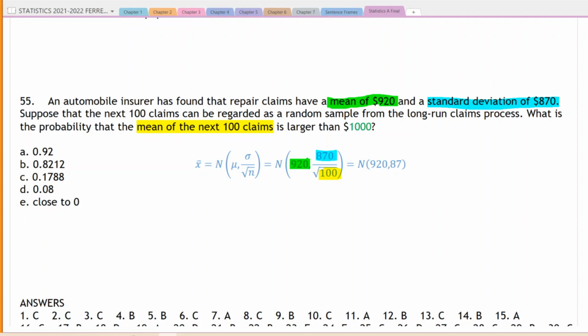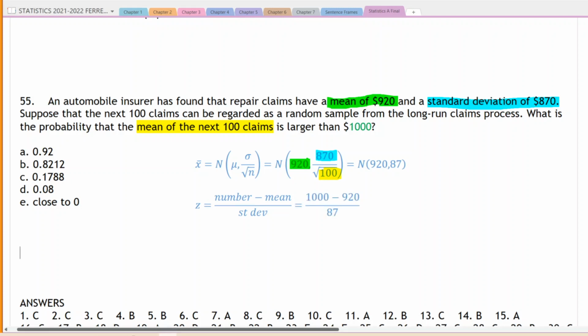Now we're going to be interested in this 1,000 number right over here. So let's normalize that 1,000. A z-score is equal to the number minus the mean divided by the standard deviation. For us, that's 1,000 minus 920 over 87. That rounds to a z-score of 0.920.